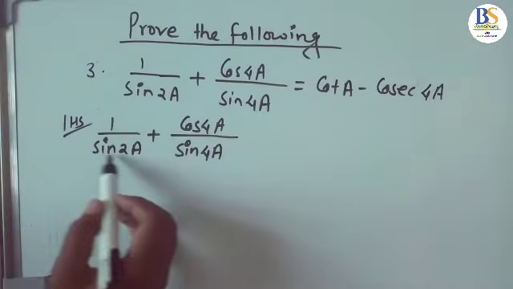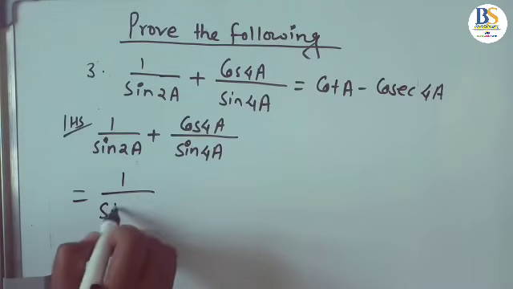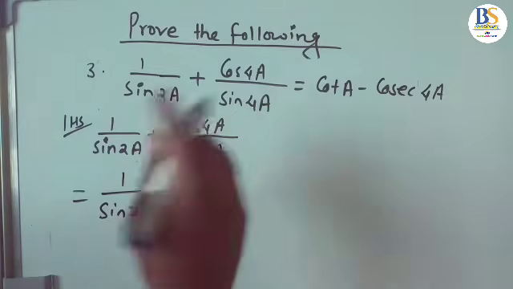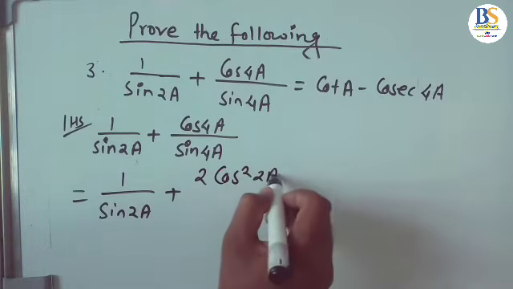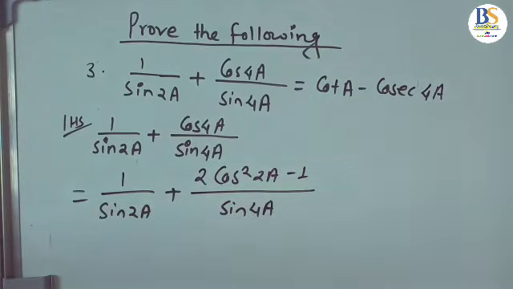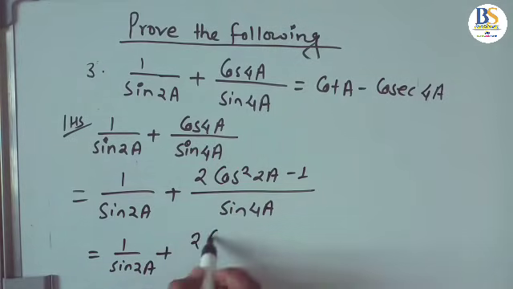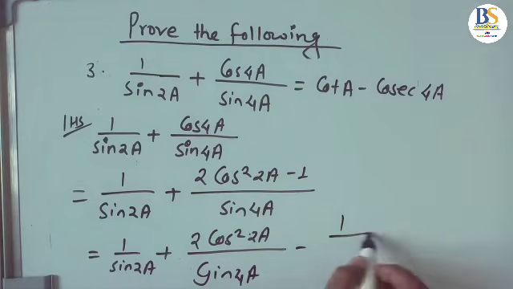The next question: 1 upon sin 2a plus cos 4a upon sin 4a. This is equal to 1 upon sin 2a. We can write cos 4a as 2 cos square 2a minus 1, divided by sin 4a. Then 1 upon sin 2a plus, separating the numerator, 2 cos square 2a upon sin 4a minus 1 upon sin 4a.